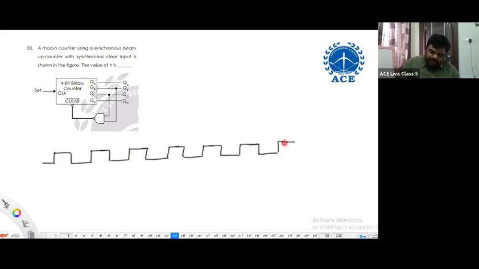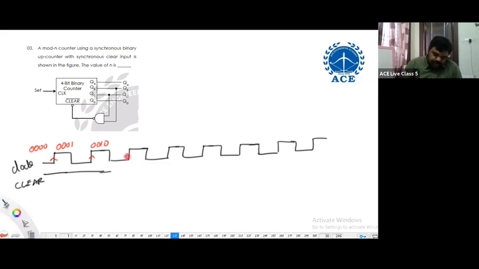What is happening, you can understand. Let me say it is a clock. Before occurrence of the clock, if it is 0, 0, 0, 0, after the clock edge occurrence it is 0, 0, 0, 1. After this 0, 0, 1, 0. For all these, the clear pin was logic 1.